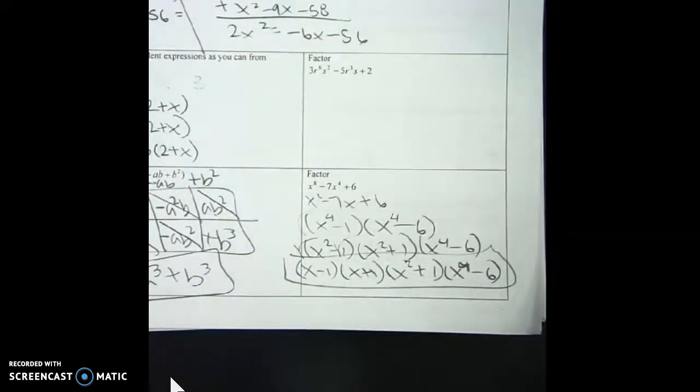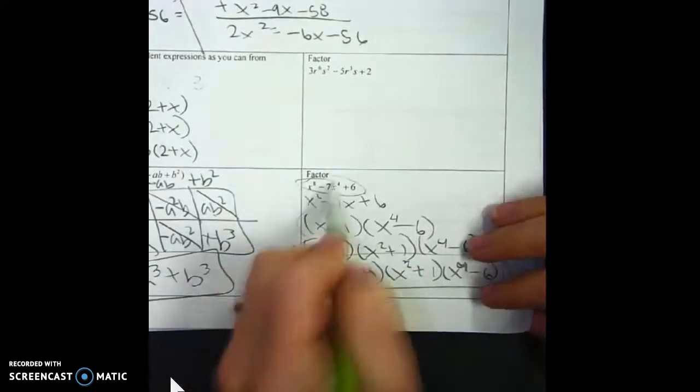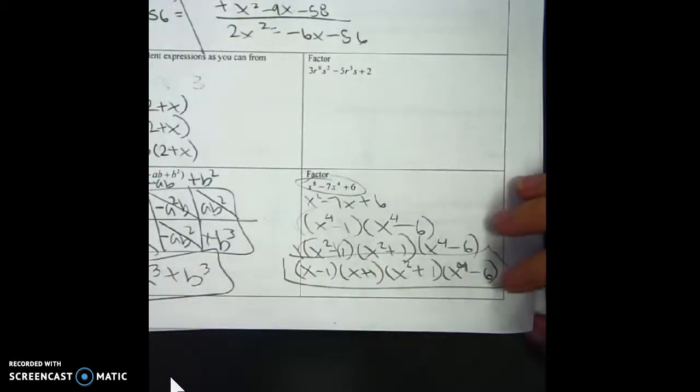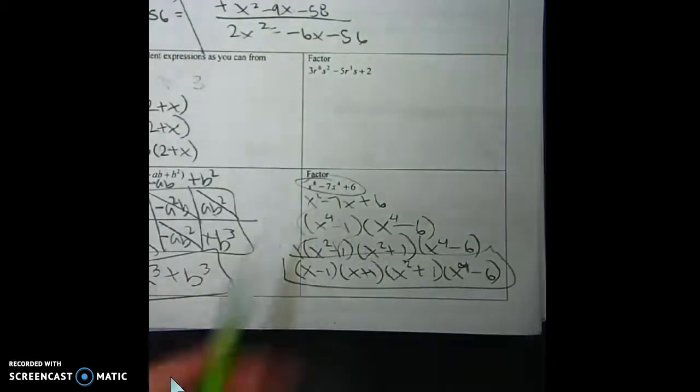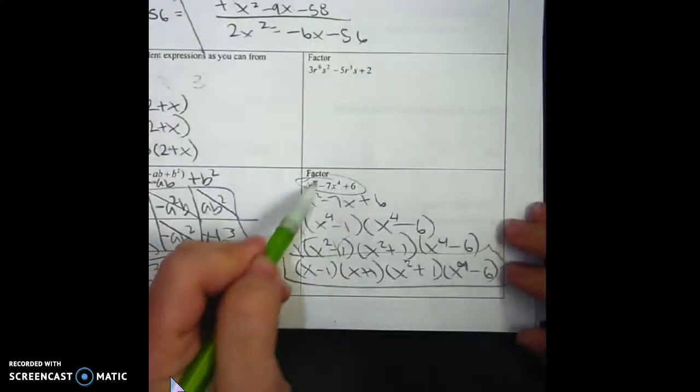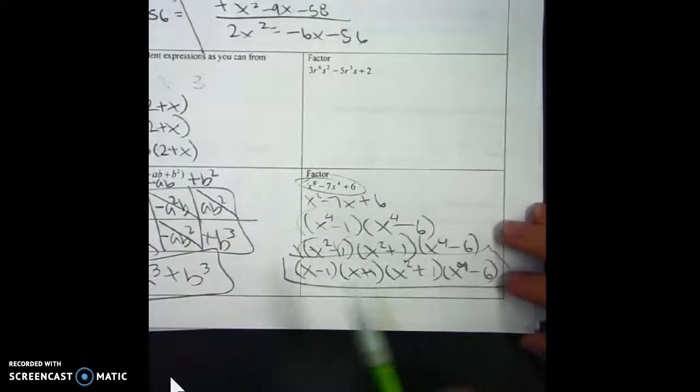If I wanted to check to make sure my answer was good, I could take this, graph it, take this, graph it, and they should be right on top of each other. The only downside is these two are also equivalent, but it's not fully simplified.